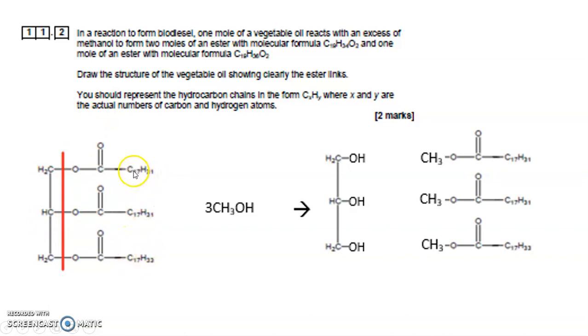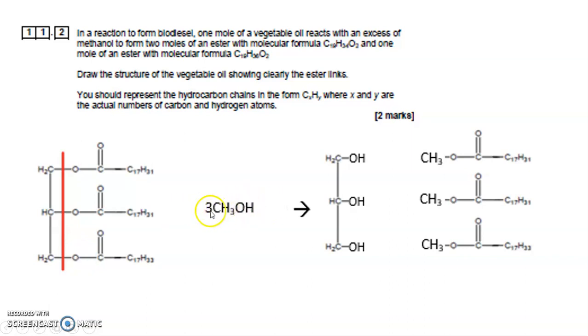And you'll see why I've chosen C17H31, C17H31, C17H33. They could be different, so there could be different numbers of carbons and different numbers of hydrogens. But in this case, the question gives you a clue as to what they are. When you react it with methanol, and you need 3 moles of methanol, and you'll see why in a minute, it breaks it along here. This is where it breaks it, in between the CO, CO, CO.